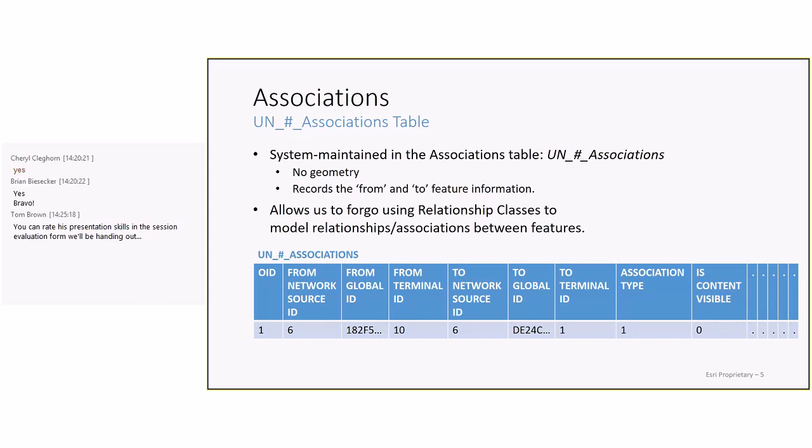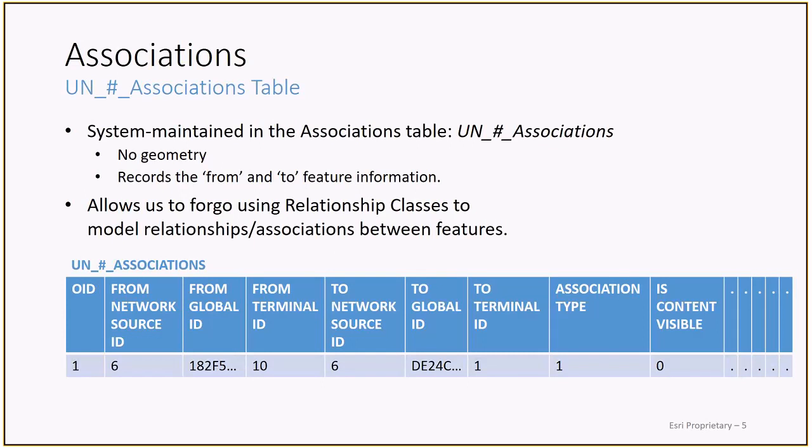So what does the table actually look like? It's pretty basic. Has a from network, has sort of the from and the to side of any relationship. The information stored is a network source ID, global ID, and terminal ID. If the feature being stored doesn't have a terminal or terminal information, that value will be 1, the default terminal ID.